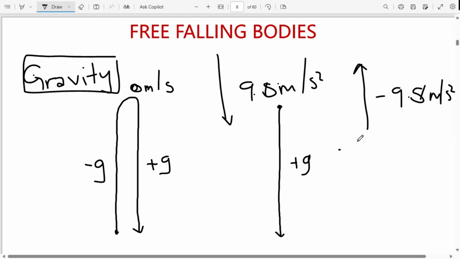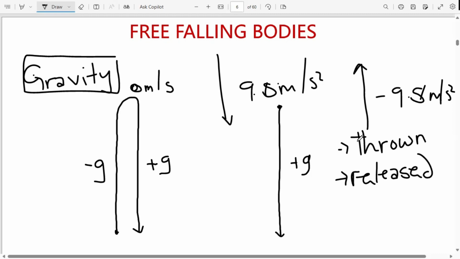They're either going to tell you that this object has been thrown, or that this object has been released. When they say this object has been thrown, that means this object was given an initial velocity, which wasn't equal to 0. And if they tell you it was released, that means the initial velocity of that object was 0.